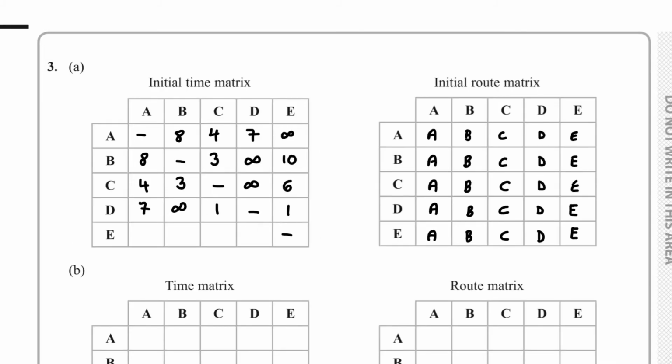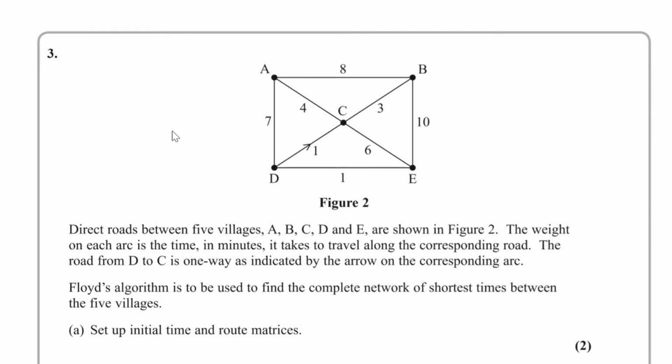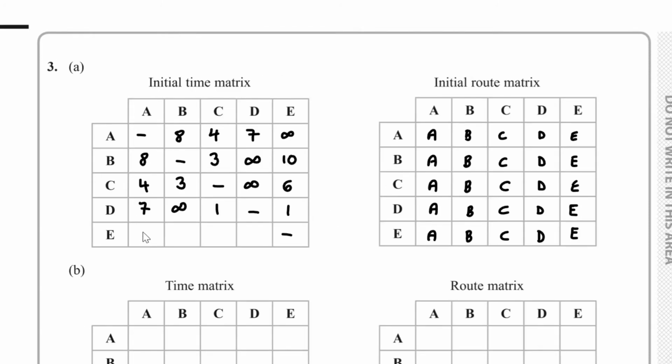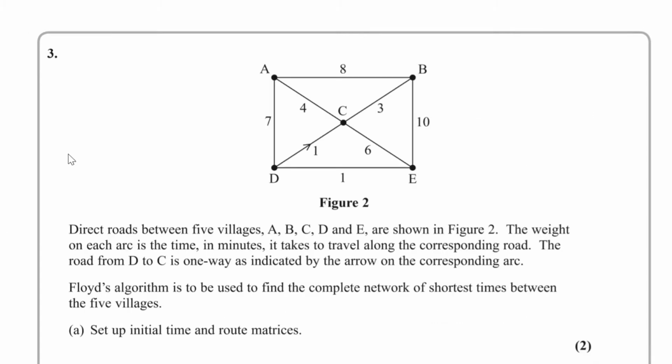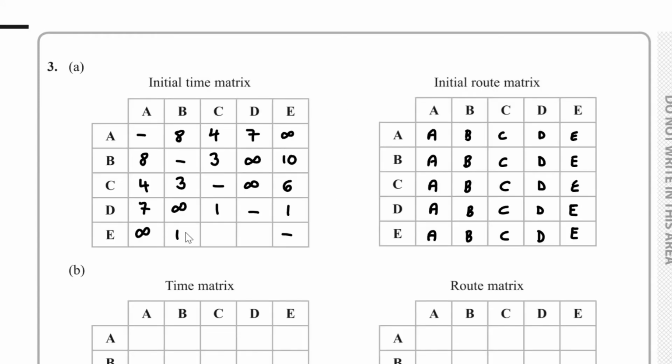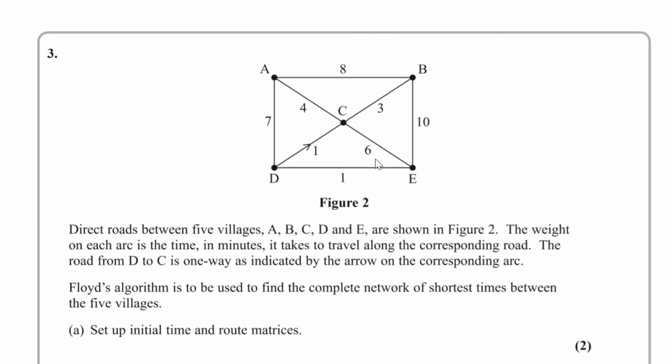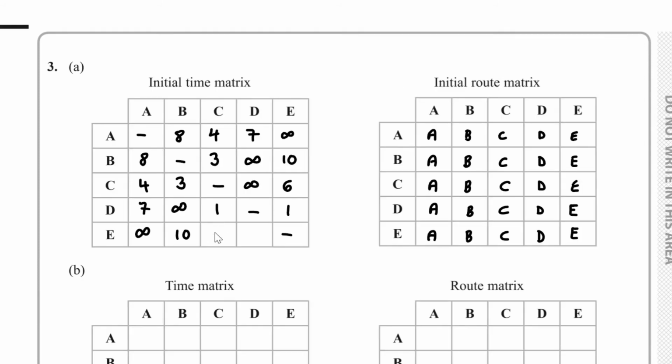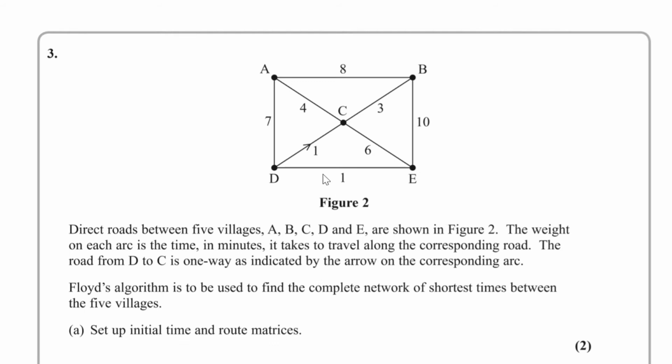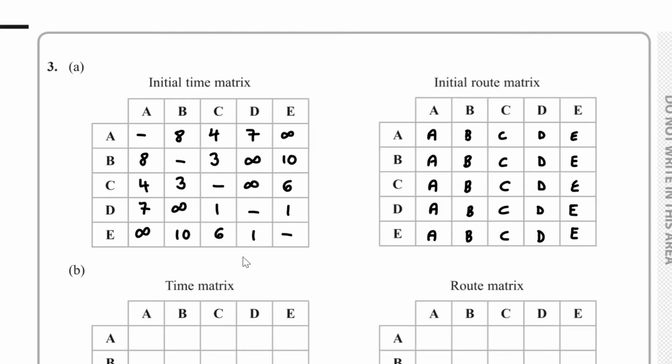If we take a look at EA, there's no one way of getting there, so we replace this with infinity. EB, this is 10. EC, this is 6. And ED, this is 1. So we write 1 over here.